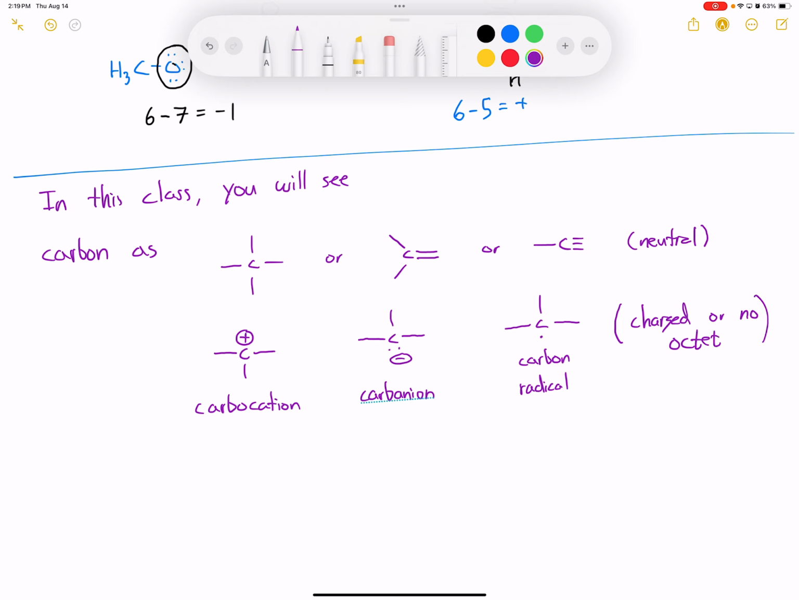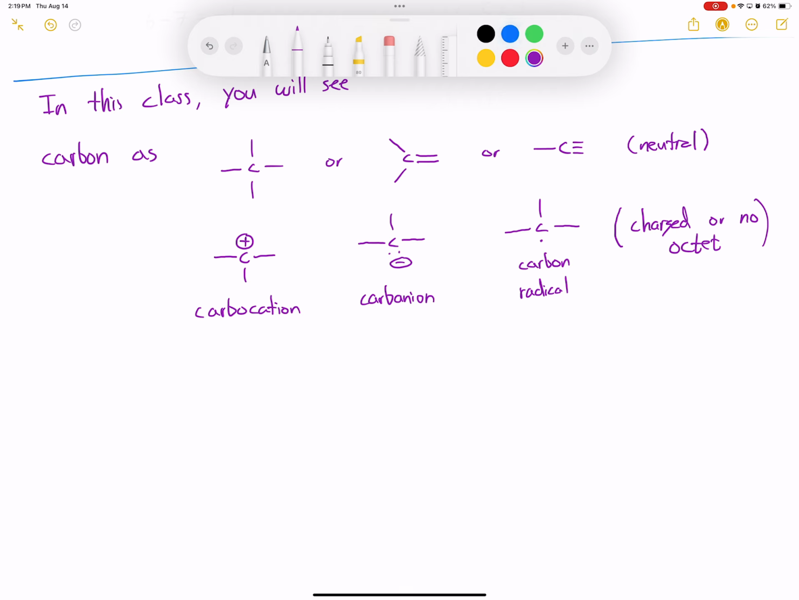So those are how you can see carbon in organic compounds. Okay, one with double bond, triple bond, single bond, and it has a charge. Either it doesn't have that 4th bond, or it's a radical. Okay, so that's what carbon will look like. All right, how about oxygen? So let's look at oxygen now.